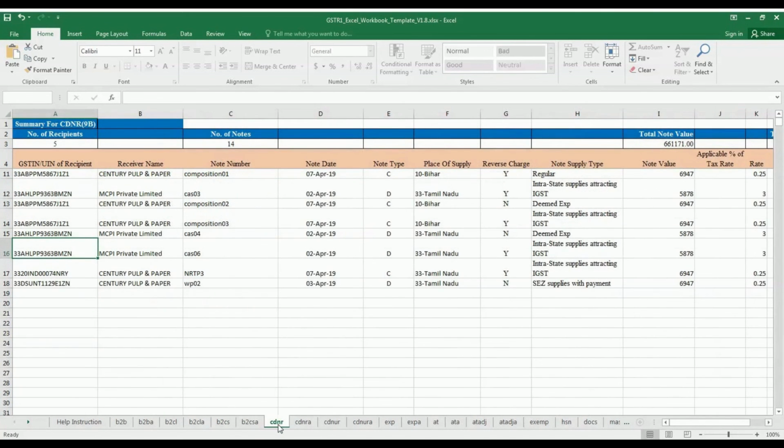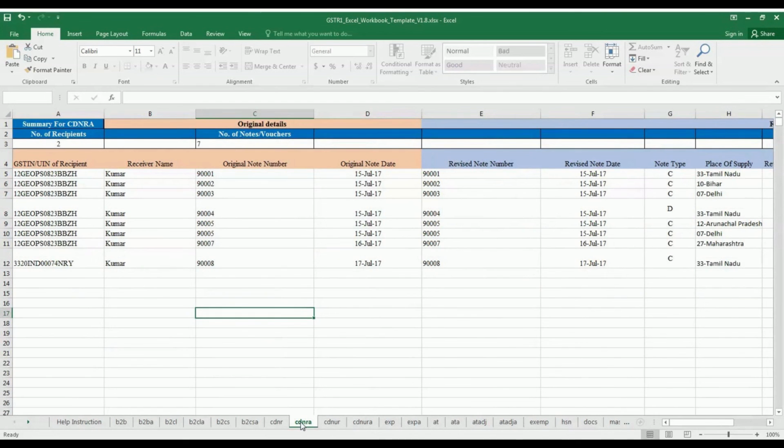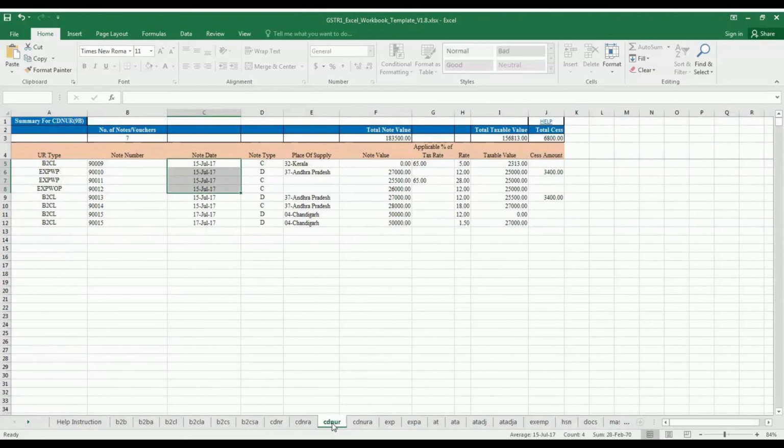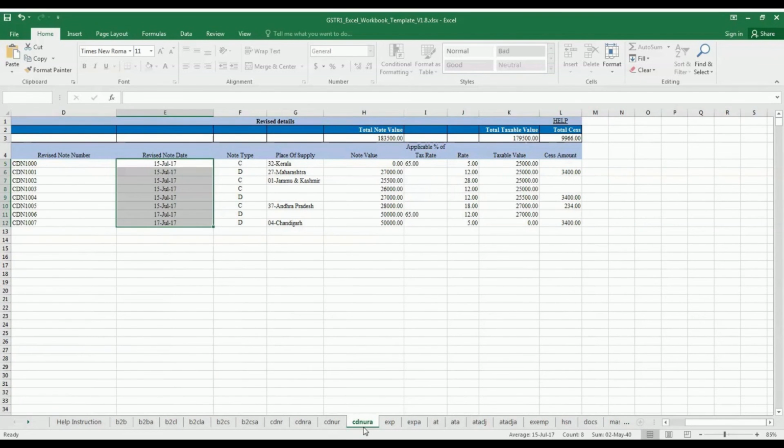The next one is CDNR, that means credit debit note to registered party. Here R denotes registered parties. If there are any amendments in credit debit notes from registered parties, we have to disclose them in the next table. Same way, if credit debit notes are issued to unregistered parties, then we have to disclose them here. If there are any amendments, then in the next table.